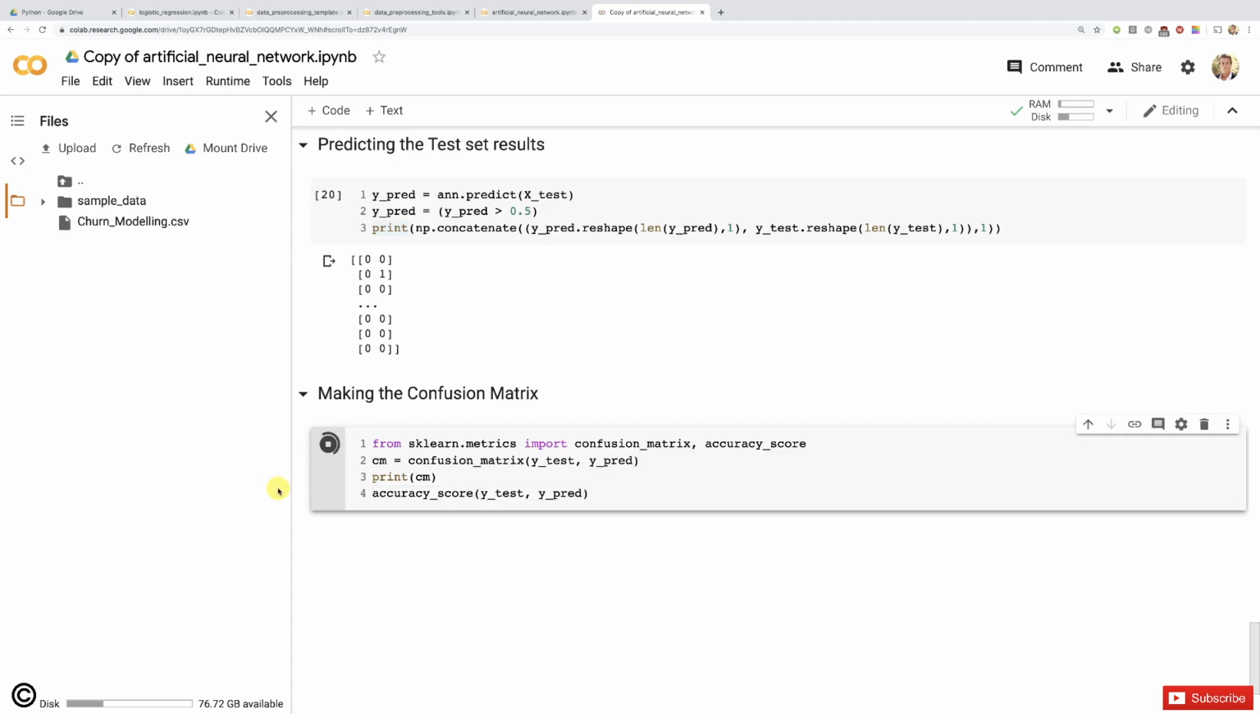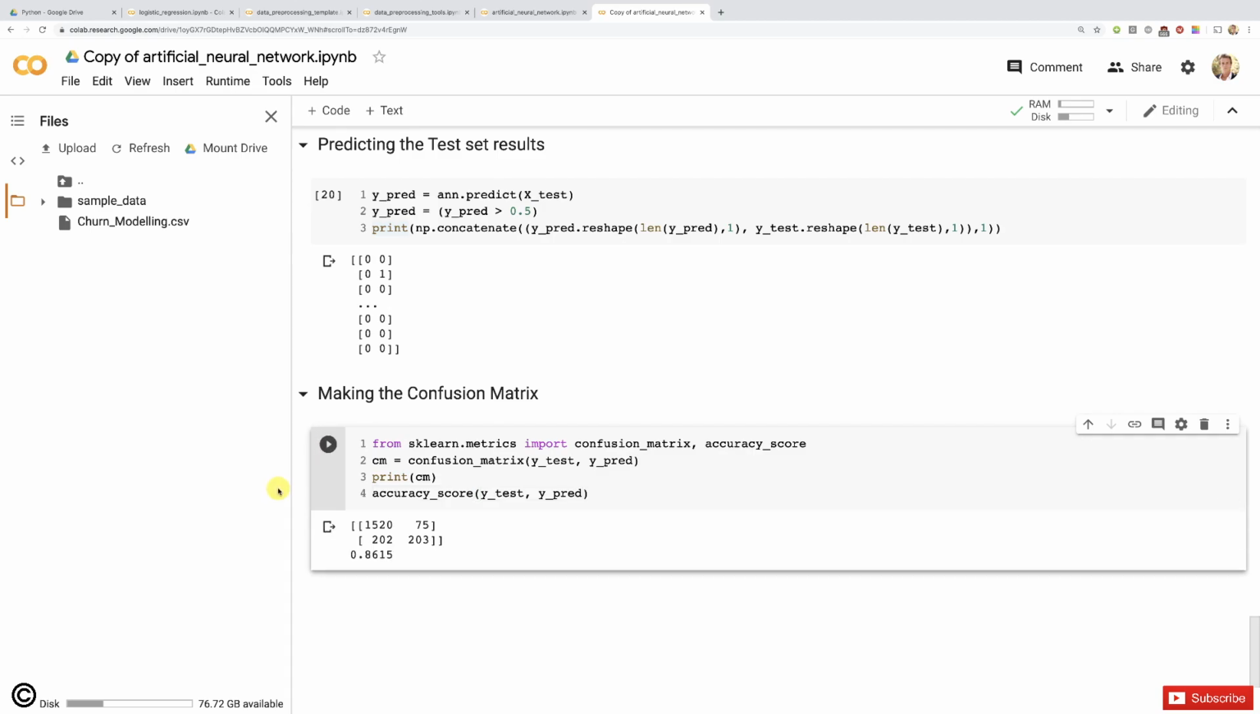Let's play that cell. And very good. We get an accuracy over 86%. That's really good because it means that out of 100 customers, well, 86 were predicted correctly to either stay in or leave the bank. And we can actually see here the details of these predictions. We had 1,520 correct predictions that the customer stays in the bank. Then we had 203 correct predictions that the customer leaves the bank. Then we have 75 incorrect predictions that the customer leaves the bank, and 202 incorrect predictions that the customer stays in the bank. So anyway, that looks pretty good.